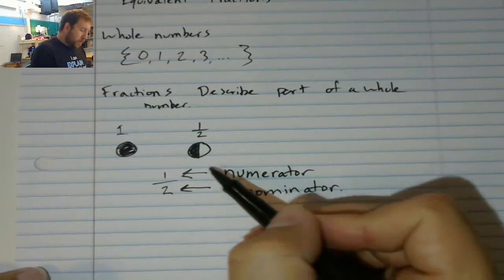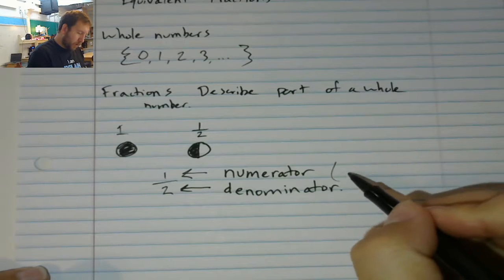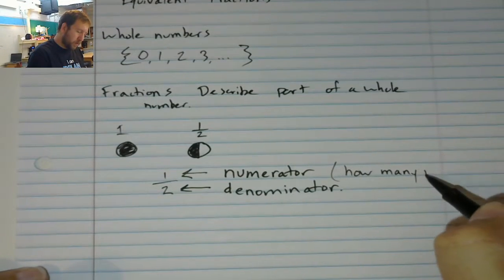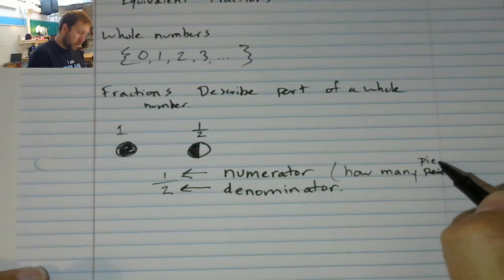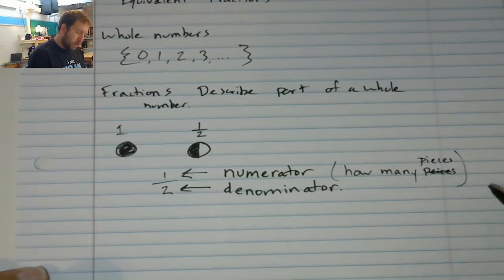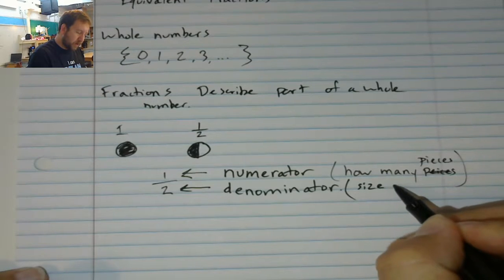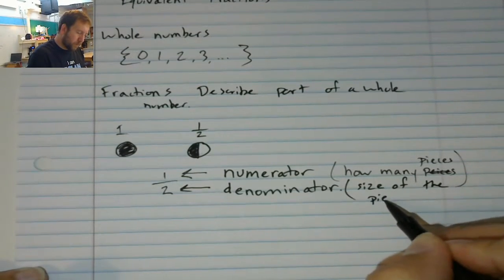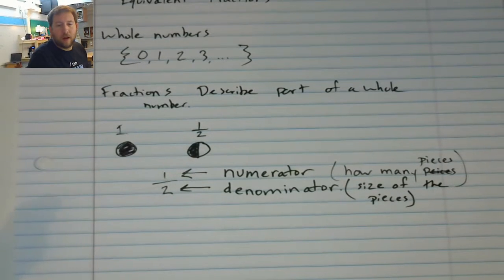And the numerator lets us know how many pieces. How many pieces? Always spell pieces wrong. And the bottom says the size of the pieces. And that's going to let us know all about fractions.